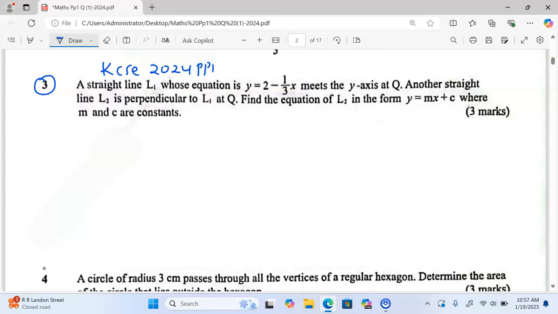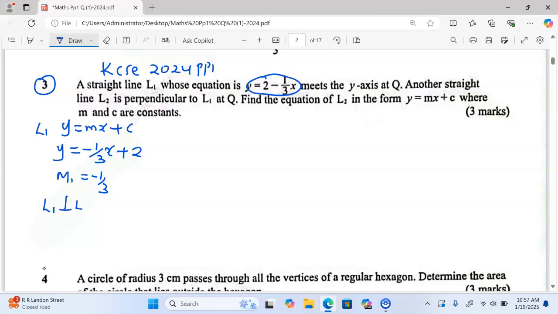We are going to start by writing the equation of L1 in the form of y is equal to mx plus c. In this case, we are going to have y being equal to minus a third x plus 2. From here now we can get the gradient of line 1, which is going to be negative a third. We know line 1 is perpendicular to line 2 at a point Q. We are going to use the gradient of line 1 to get the gradient of line 2.